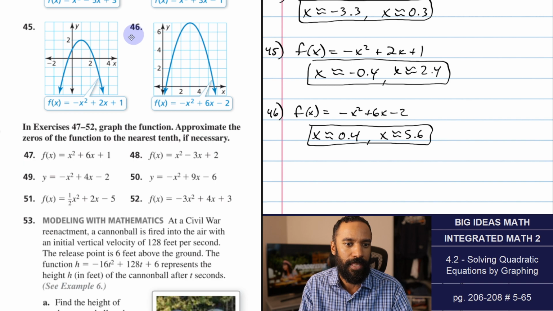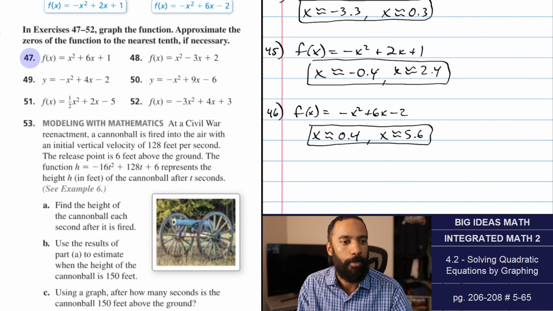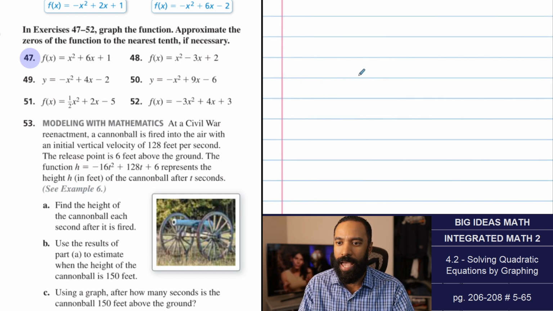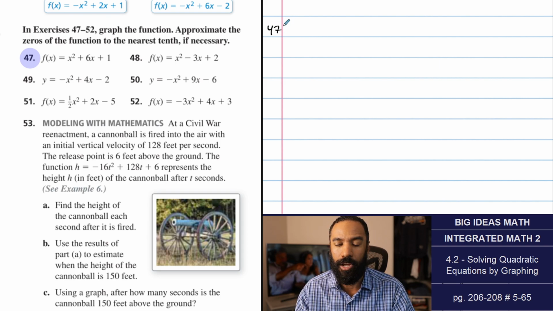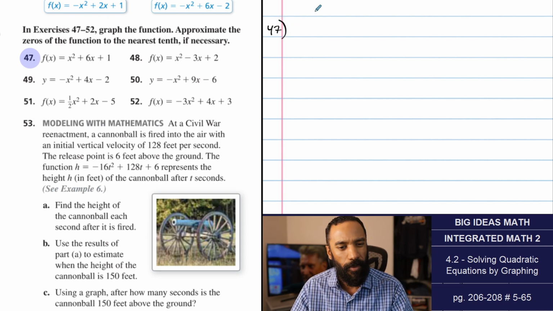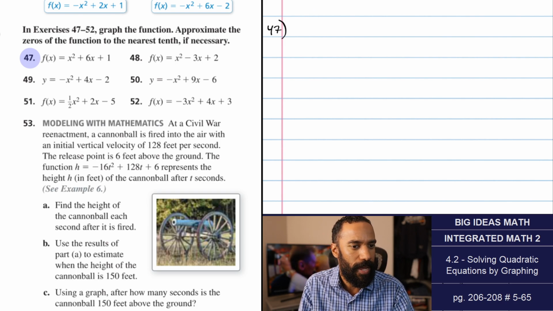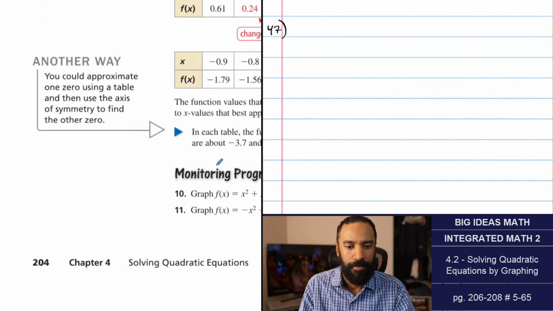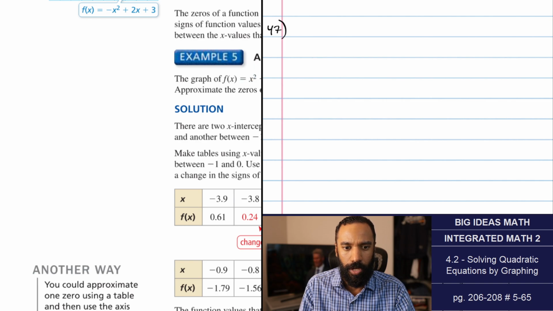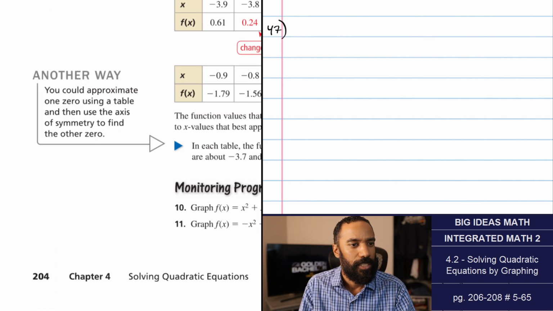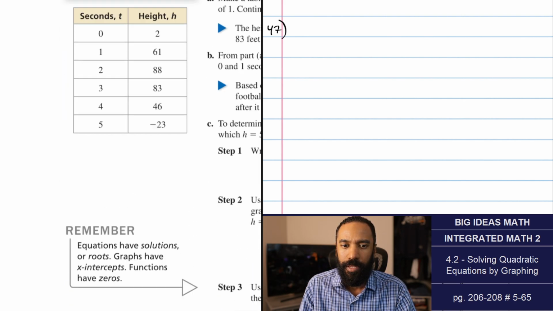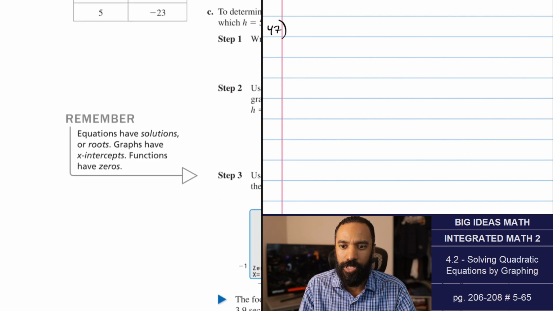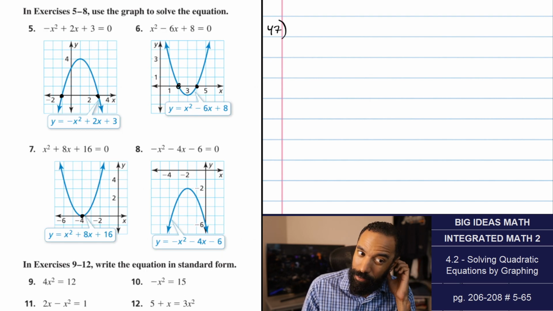Now we're going to approximate doing this the other way. 47 to 52, approximate the zeros to the nearest tenth if necessary on these guys. So when they say graph the function, guys, do they want me to sketch it? Let's see. The graph is shown and approximate. Boy, there was another example somewhere. Oh, here. Sorry. Oh, that was a different question. They said use the graph. All right, I'll sketch the graph.